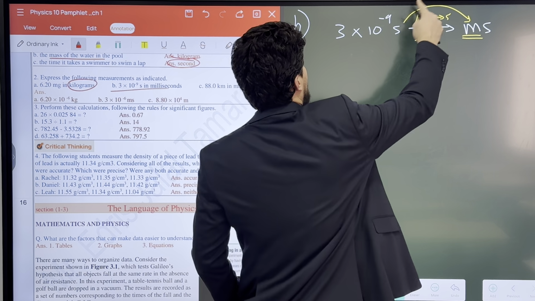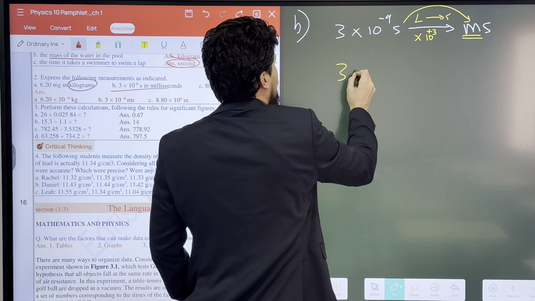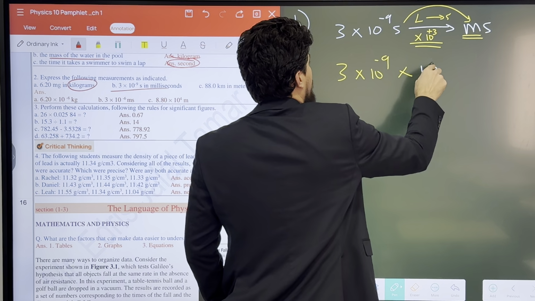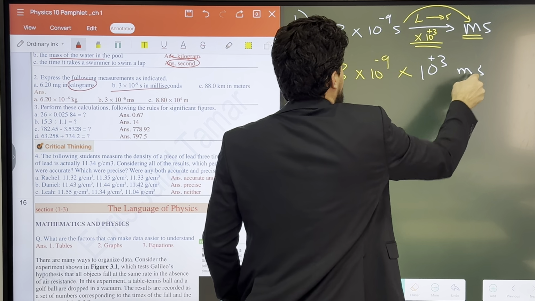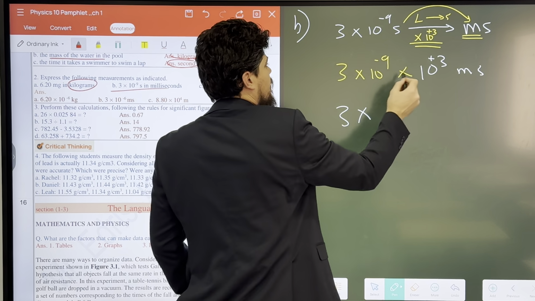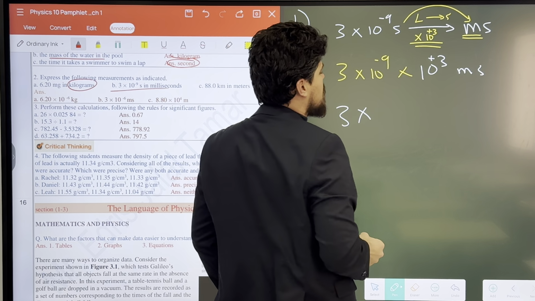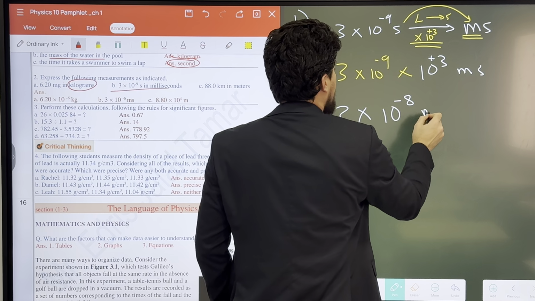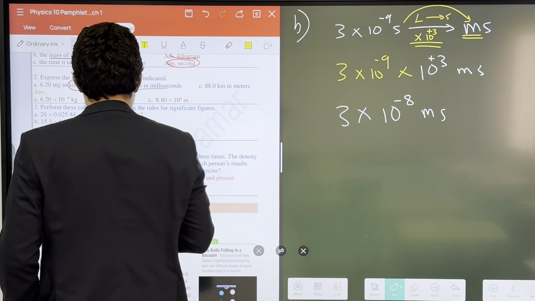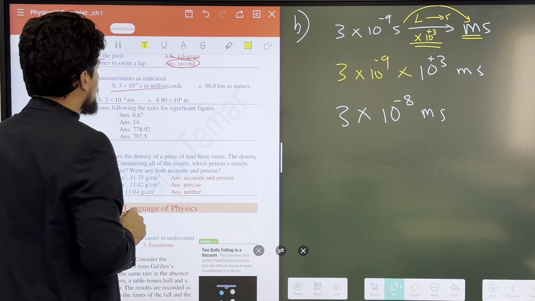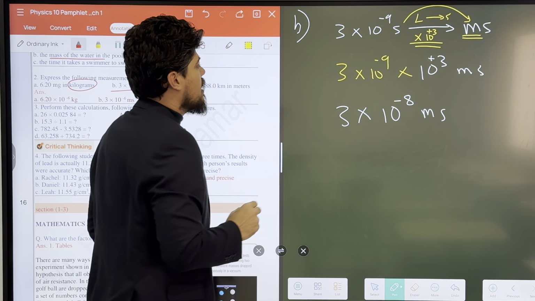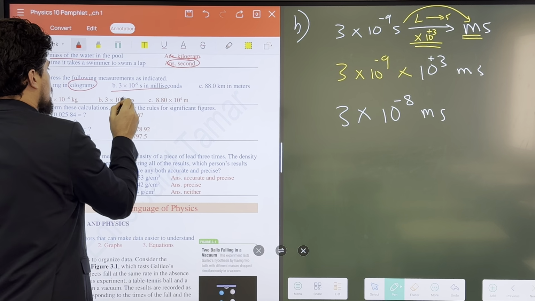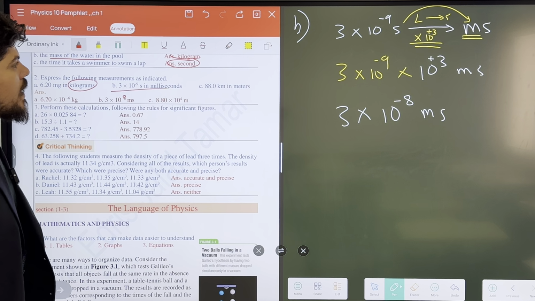Why do we use 10 power positive 3 here? Because we try to convert large to small. Bring down the given value times 10 power positive 3 milliseconds. Simplify: 10 power negative 9 times 10 power positive 3. It's going to be 10 power negative 8 milliseconds. Sorry, this is 8, not 6. Okay?